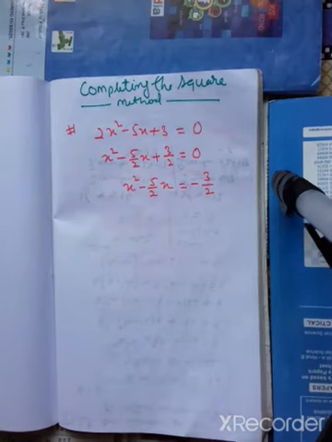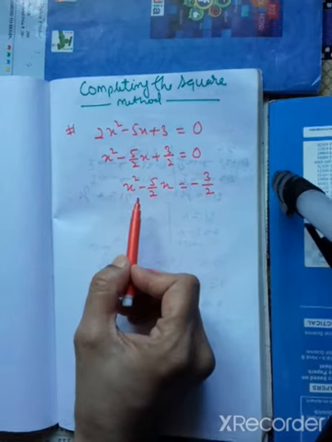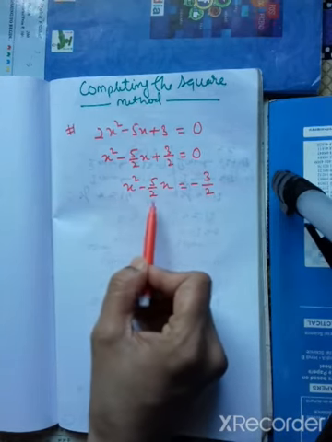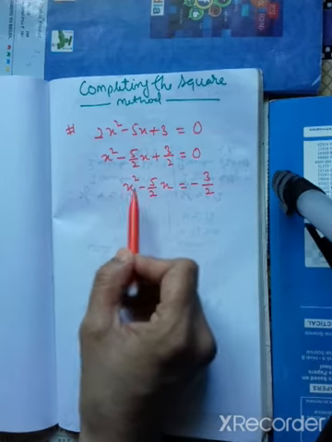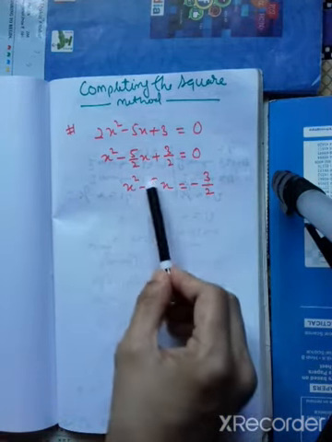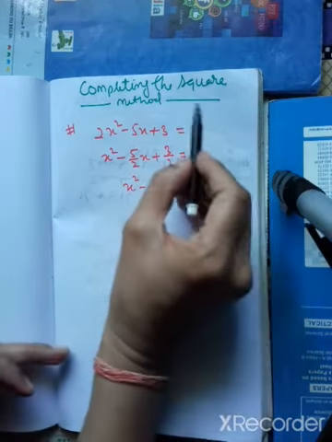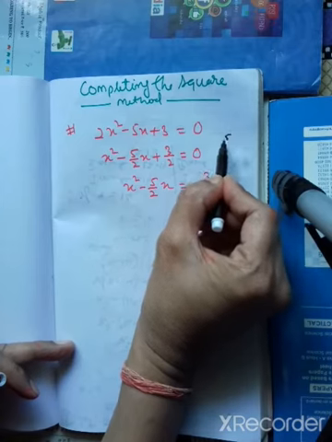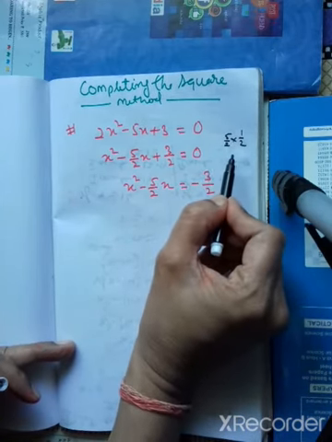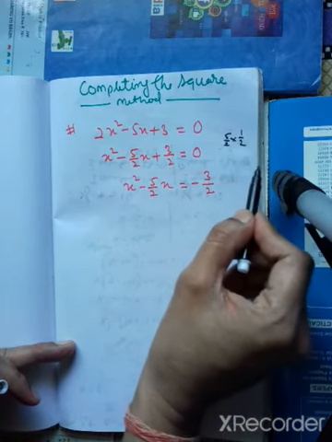Okay. Next step is what? We need to find half of the coefficient of x. So half of the coefficient of x. Here, what is the coefficient of x? That is 5 by 2. And what is half of 5 by 2? Half of 5 by 2 means 5 by 4, right? 5 by 2 multiplied by 1 by 2 is 5 by 4.